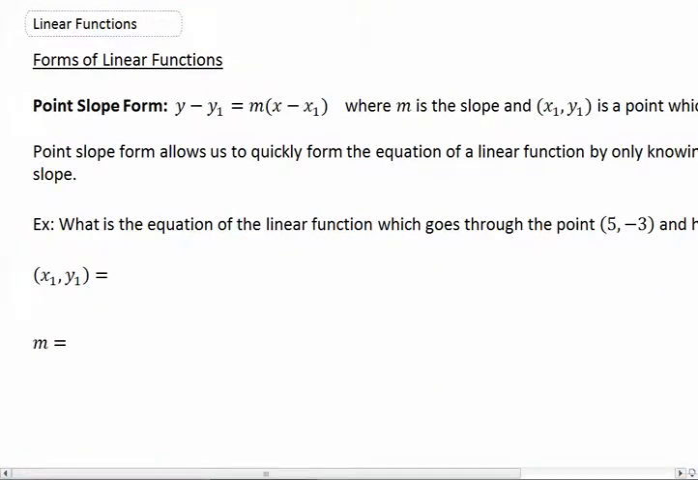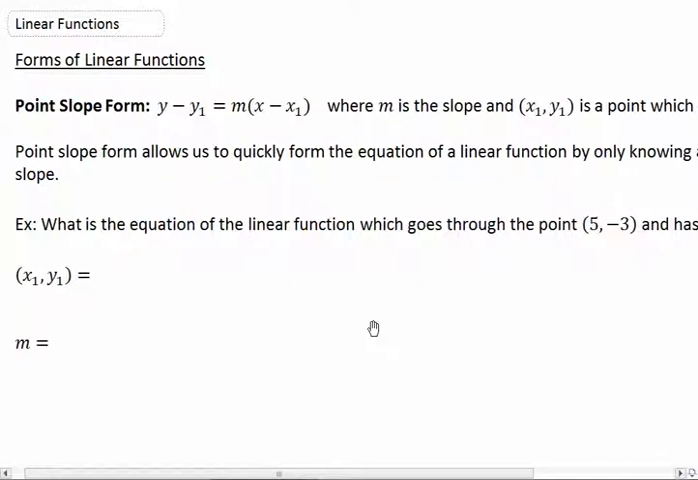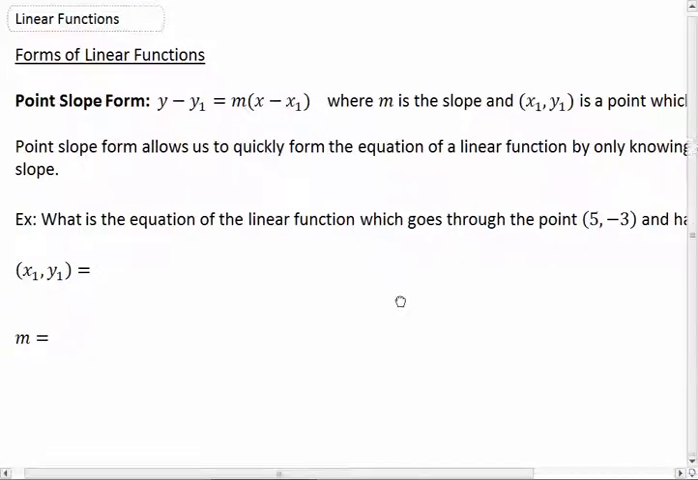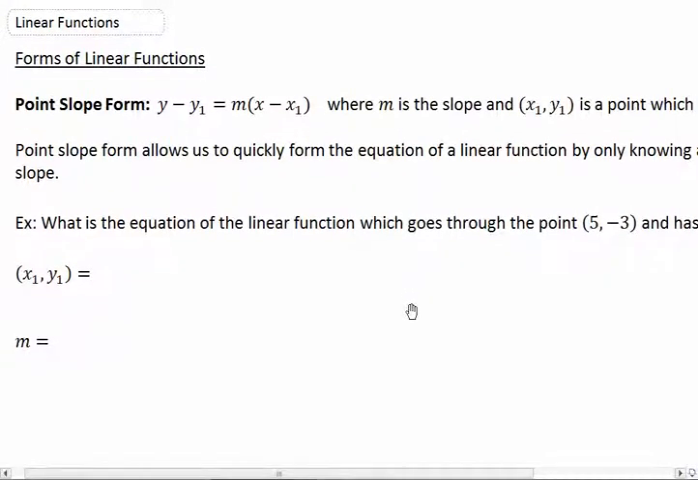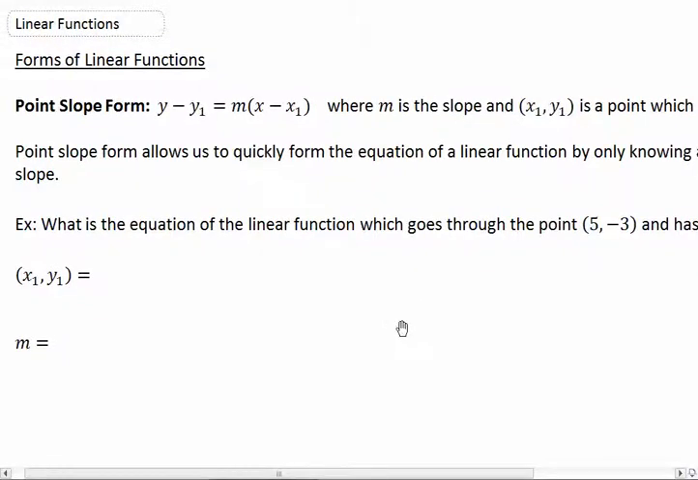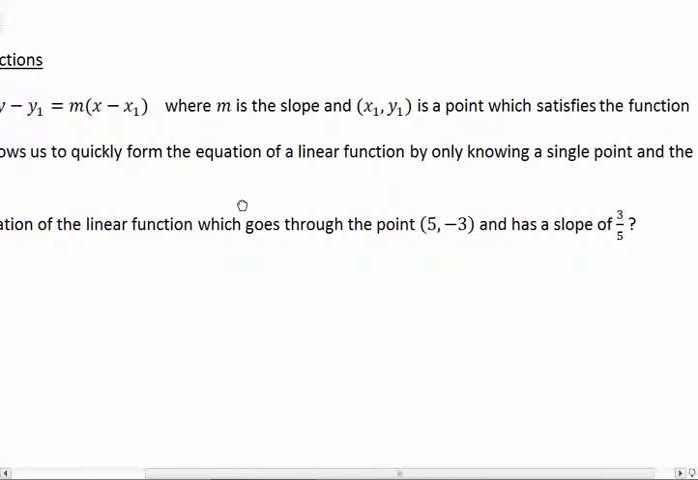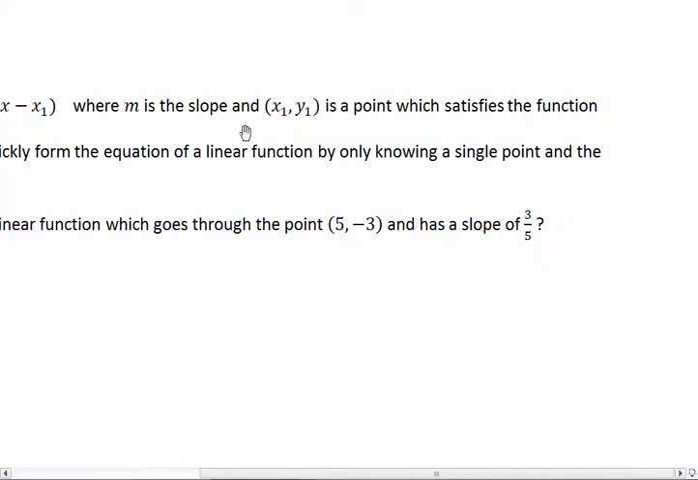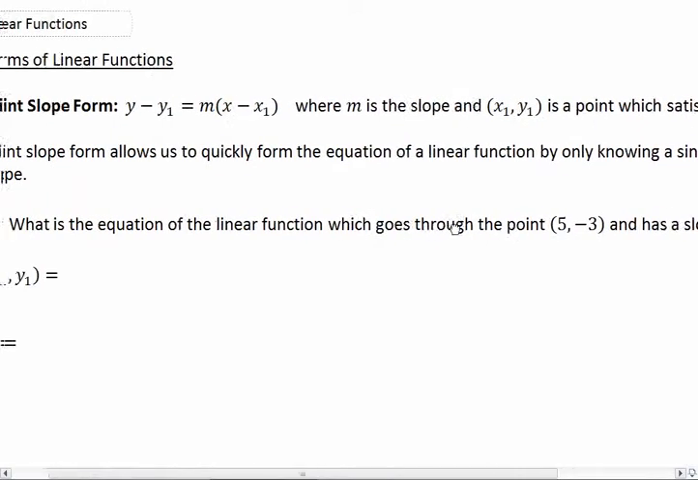The last form that we look at in grade 10 is the point slope form. You recall that this y sub 1, x sub 1 just refers to a given point. Here's what we've got. Point slope form is the equation y minus y1 is equal to m times the bracket x minus x1, where m is the slope and x1, y1 is a point which satisfies the function.